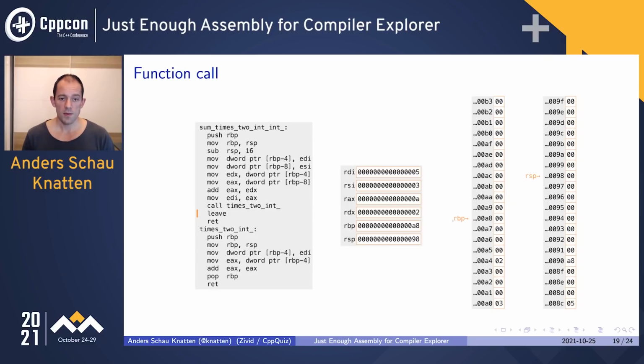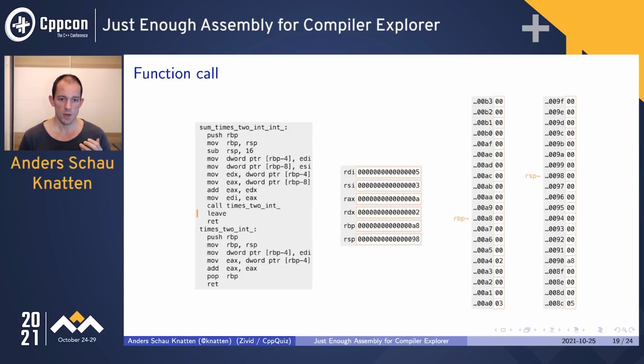Right, and then we're supposed to return this value. And we know that the last thing we did was to call times2 int, which would have left our value in EAX. So we don't have to move it around anymore. It's already in the place where we want it to be.